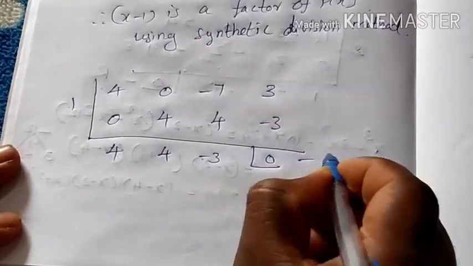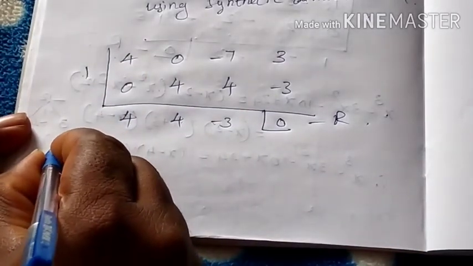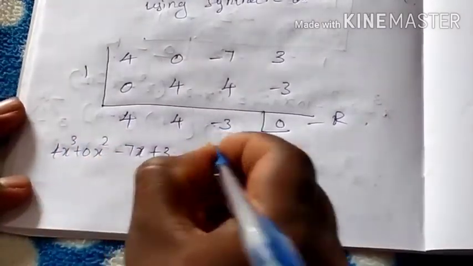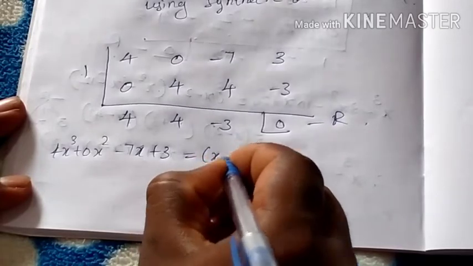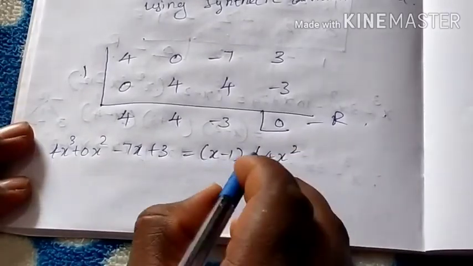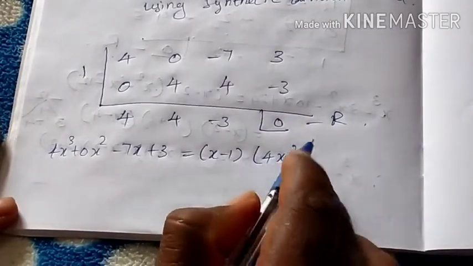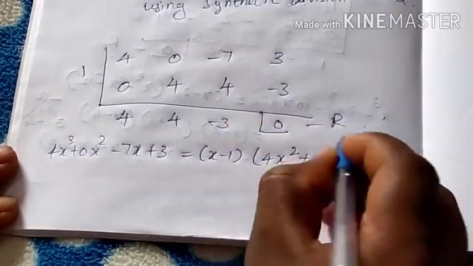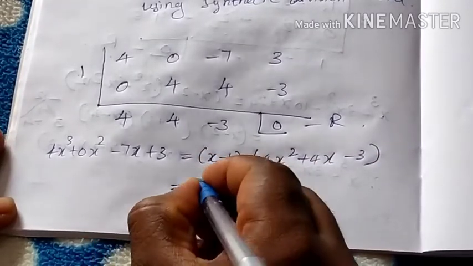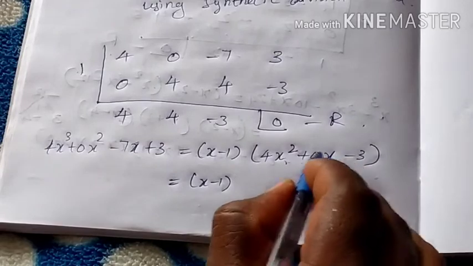The remainder is 0. Then finally the given polynomial 4x cube plus 0x square minus 7x plus 3 equals the first factor, x minus 1, times the quotient. The polynomial is cubic, so the quotient is reduced by one degree to a square: 4x square plus 4x minus 3. Next step, x minus 1 into, find the factors of the quadratic polynomial.